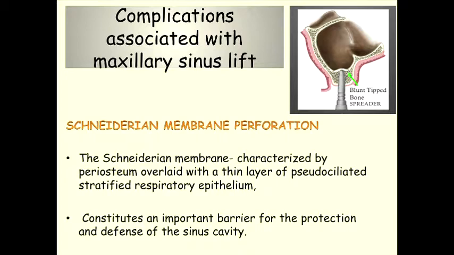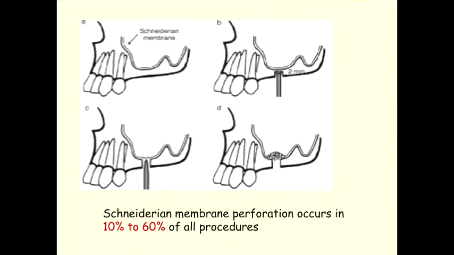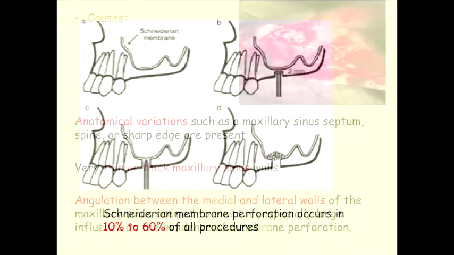And as you can see, you have a thin layer of pseudostratified ciliated epithelium like your lungs, an important barrier protecting and defending the sinus. Here's an example: membrane perforation occurs in 10 to 60% of implantologists. The chances are very high you're going to perforate the sinus if you're not very careful when you lift it. You always hear, oh, I do sinus lift, sinus lift. Well, you don't want to perforate the membrane, but these are the statistics.